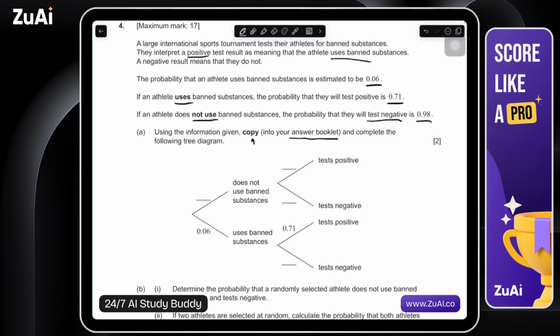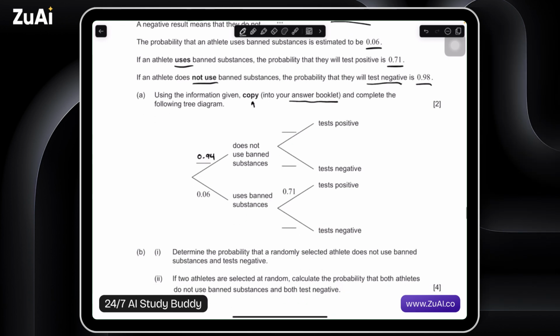Okay, so let's work through this tree diagram right here. Remember, each of these are binary events. They either use banned substances or do not. One of these things has to happen, so the probability has to sum to 1. 100% of the people are either going to use or not use banned substances. So if this is 0.06, this must be 0.94. So they must add to 1 once again. Uses banned substances, this is right here along this branch, and then we'll go 0.71, and we know again these have to add to 1, so this should be 0.29.